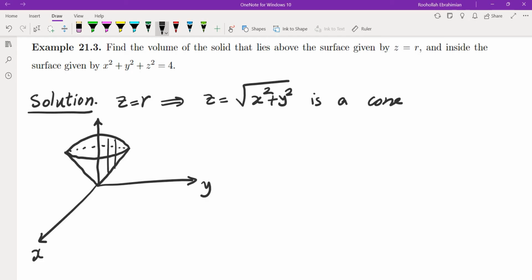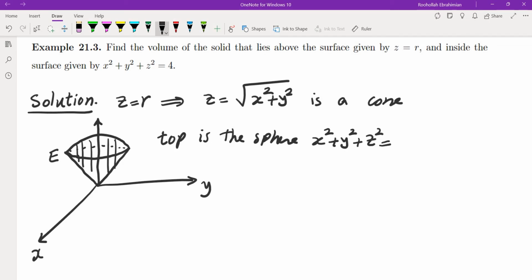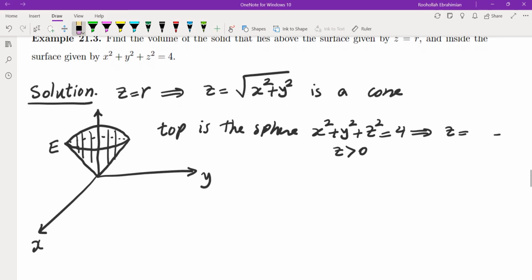So we want to find the volume of this solid. Let's call the solid E. We will find out what's the top, what's the bottom, and we'll also find out what's the projection onto the xy plane. So what is the top? The top is the sphere. So we will solve x squared plus y squared plus z squared equals 4 for z. So we get z equals root 4 minus x squared minus y squared. I'm only going to look at the top part. That's why z is positive, so I don't have the plus minus. So that is the top.